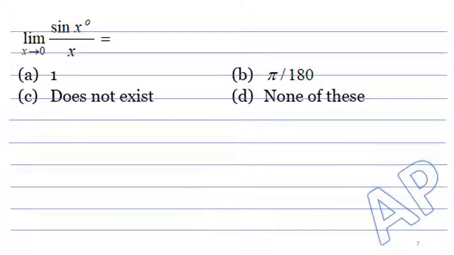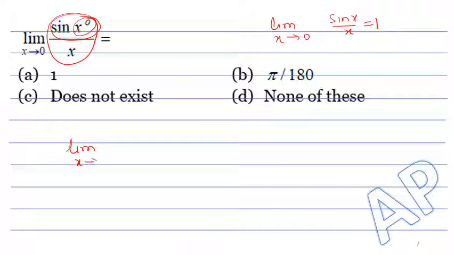Evaluate limit as x approaches 0 of sin x degree by x. To evaluate this type of problem, the angle should be in radians, but it is in degrees now. But we have the formula for radians. When x is in radians, as x approaches 0, sin x by x is equal to 1. So I will convert this x degree to radians, so that the given limit becomes limit as x approaches 0 of sin of x pi by 180. Now it is in radians.